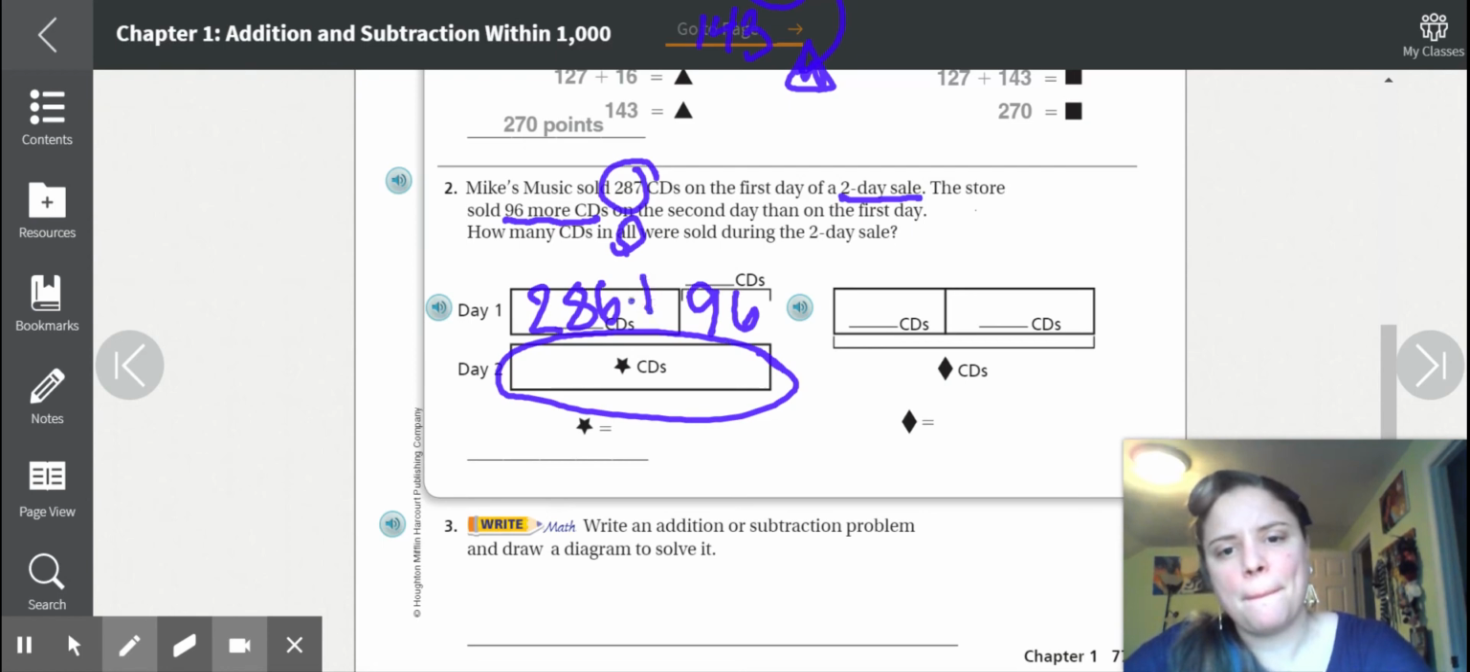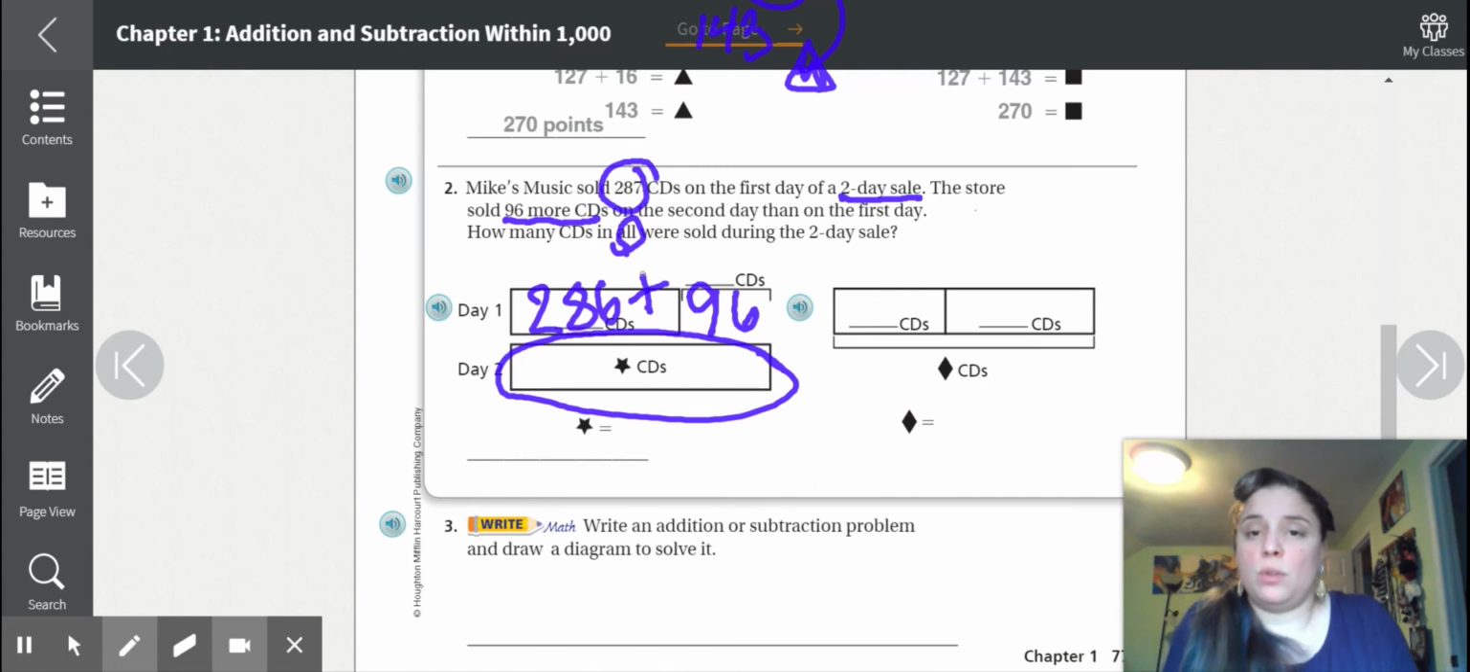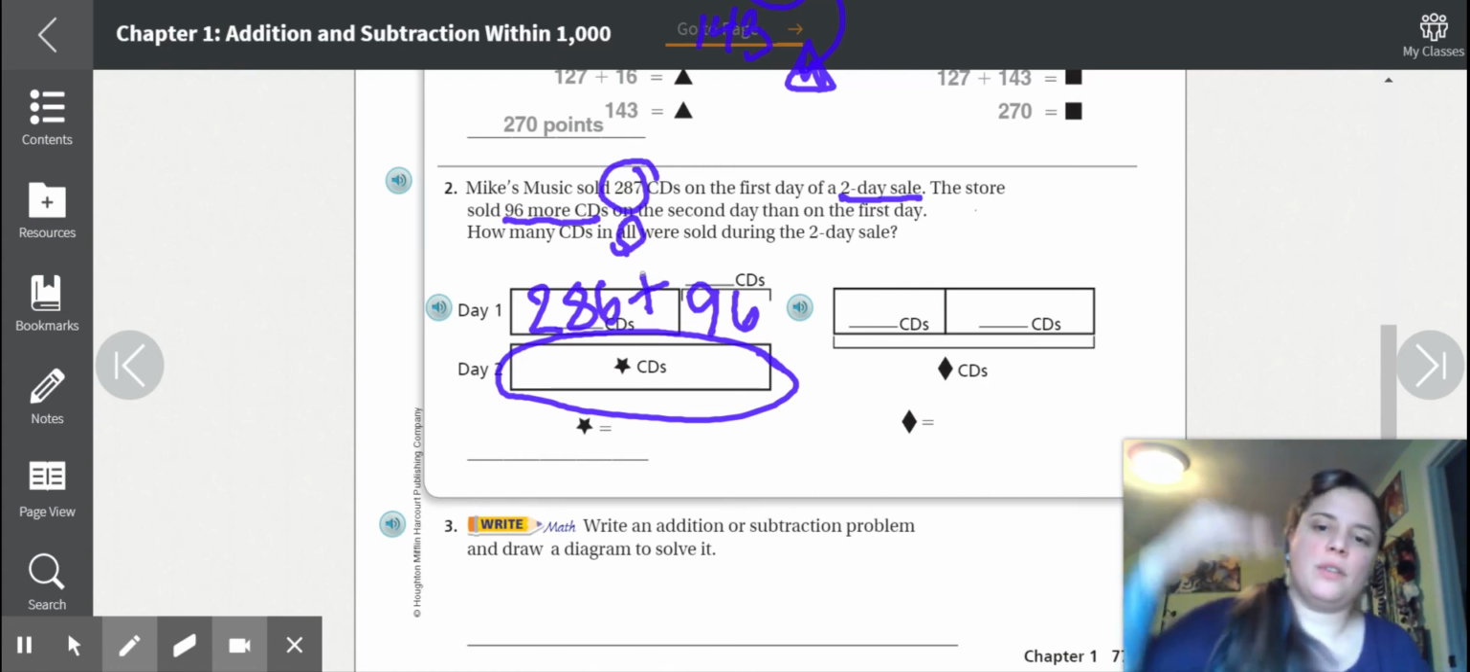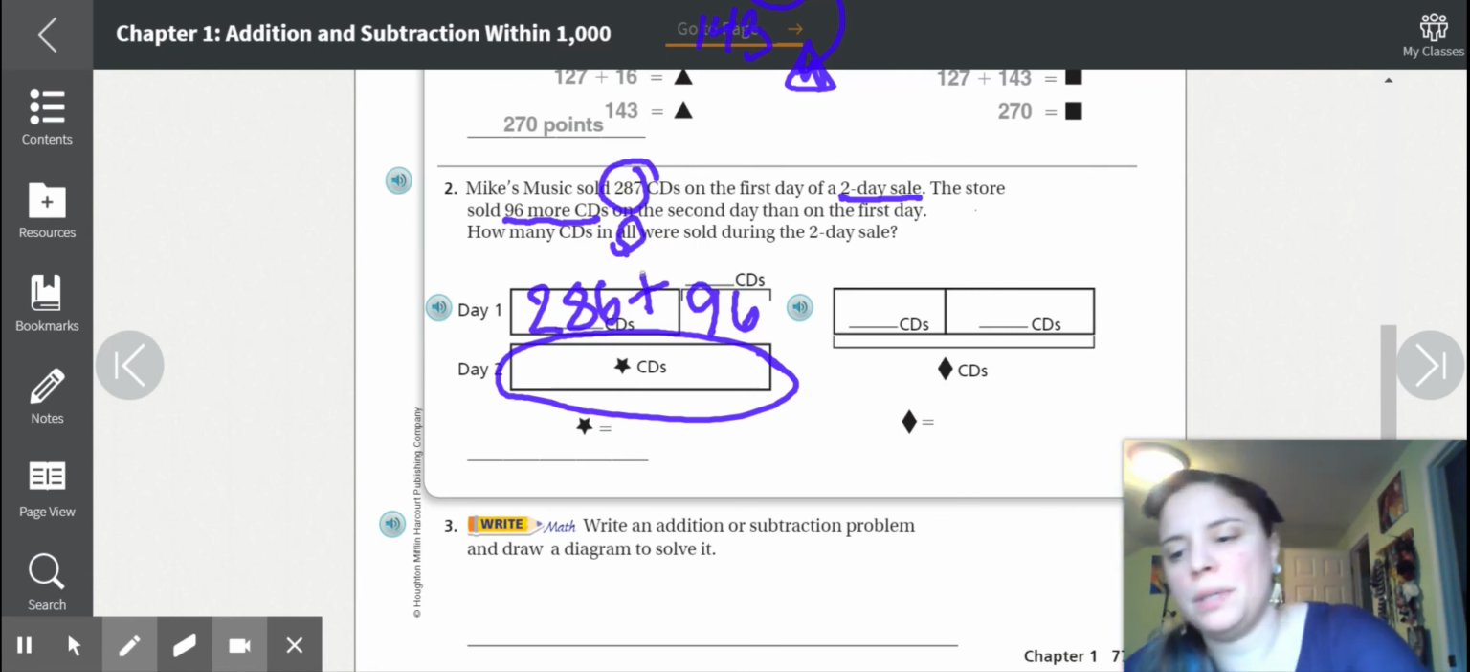So in order to figure out day 2, what do we have to do? Yep. And then when you're done with that, after you figure out how many you sold on day 2, are you done? No, you have to go back and add together day 1 and day 2, and then you'll be done.